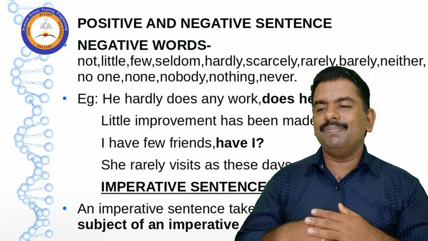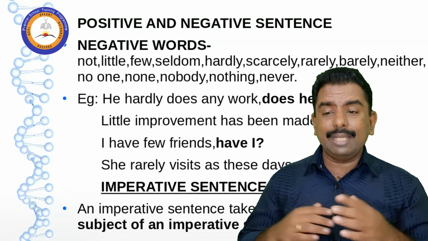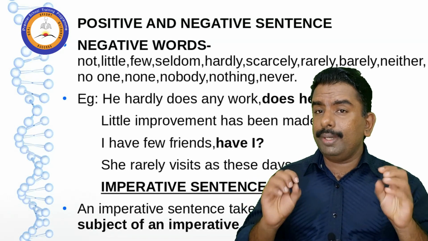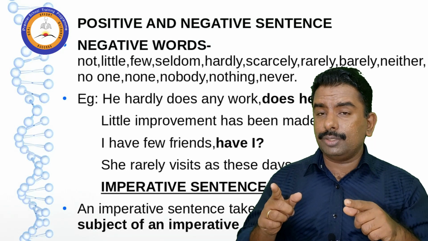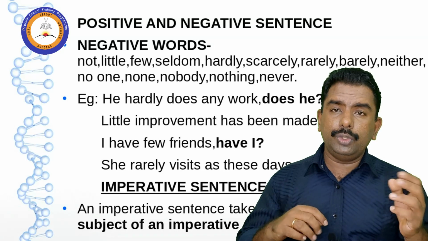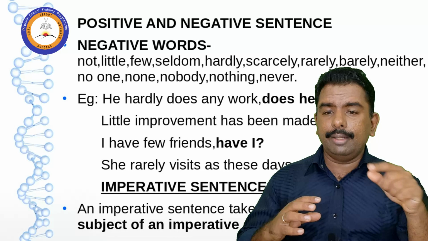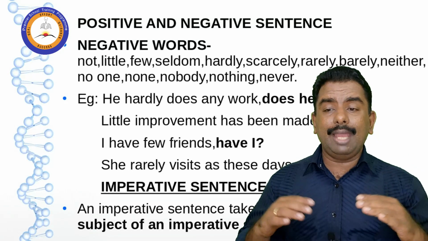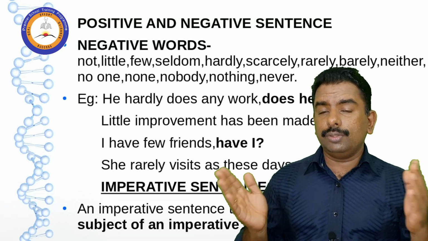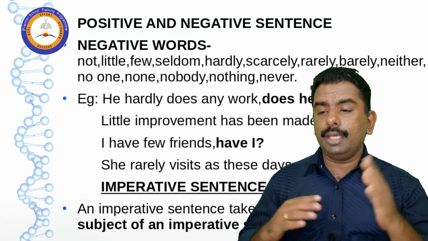You got the answer. Little improvement has been made. Little is a negative word. No improvement has been made, that is the essence of the sentence. So has is the auxiliary verb. You have to pick that auxiliary verb, put it there, and then a question mark. I have few friends. The auxiliary verb have is there. Few is a negative word. That's why have is used.